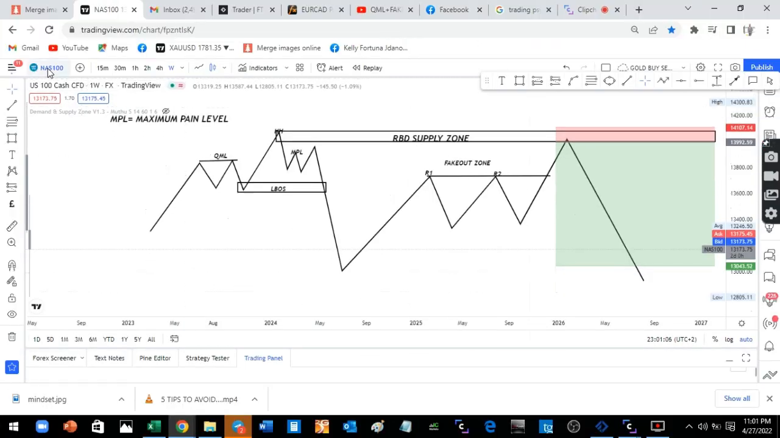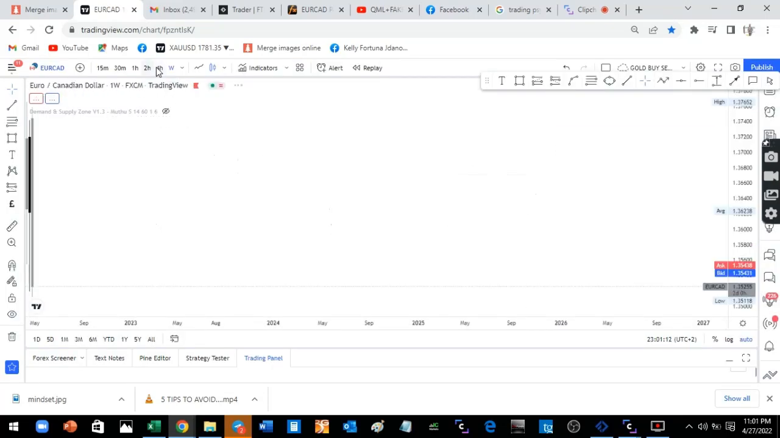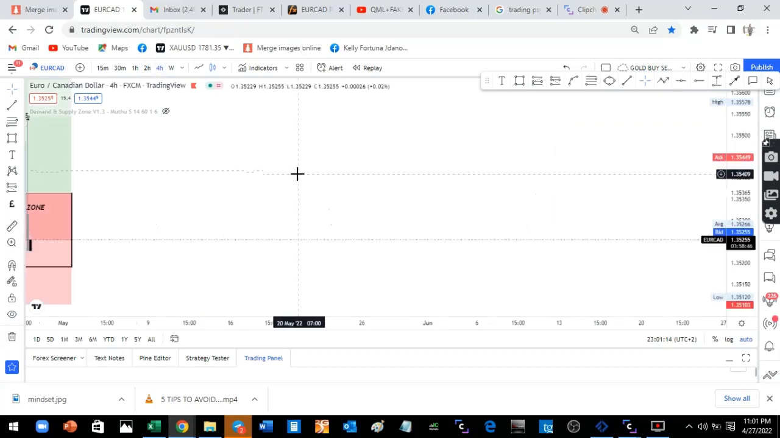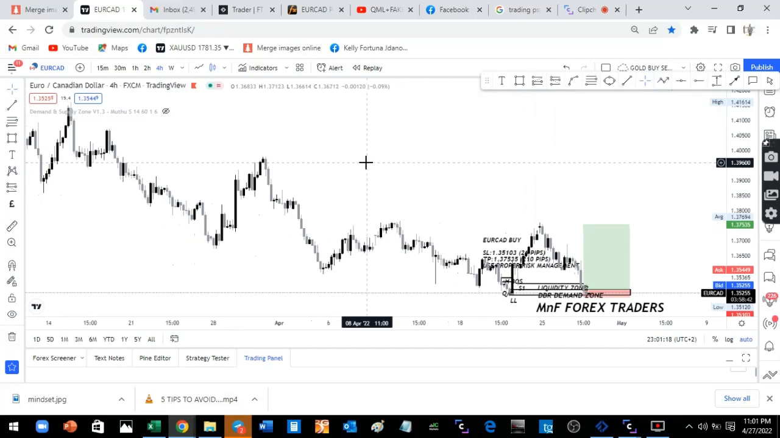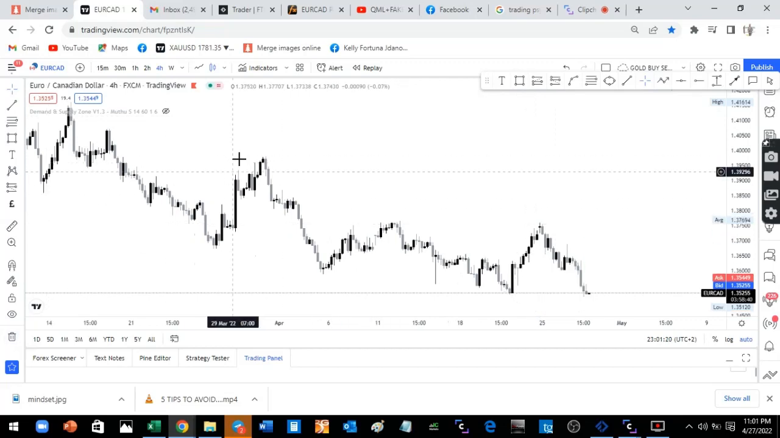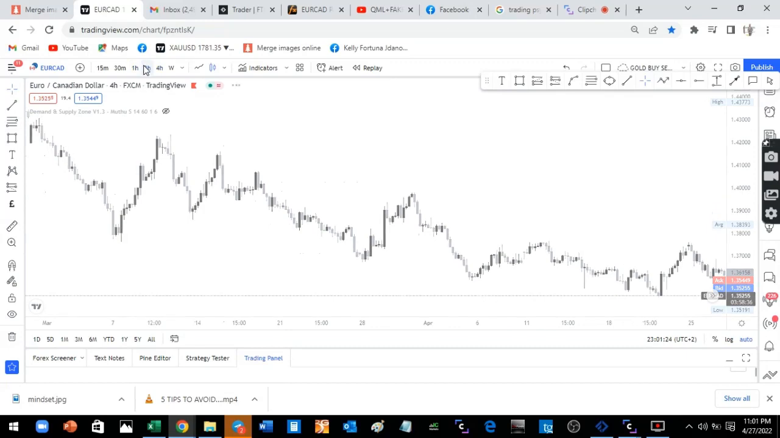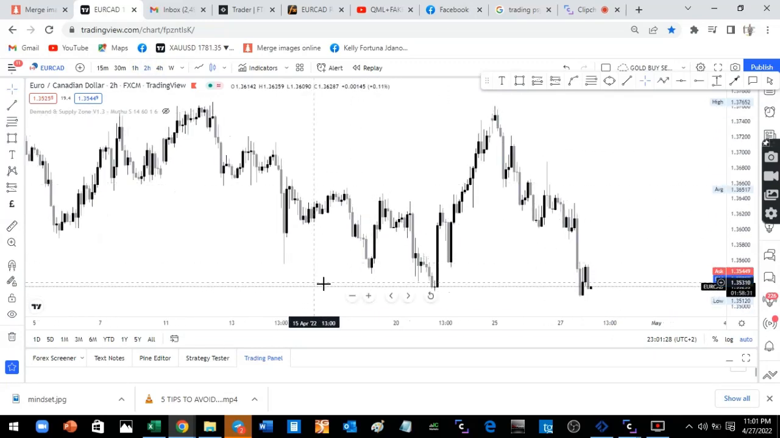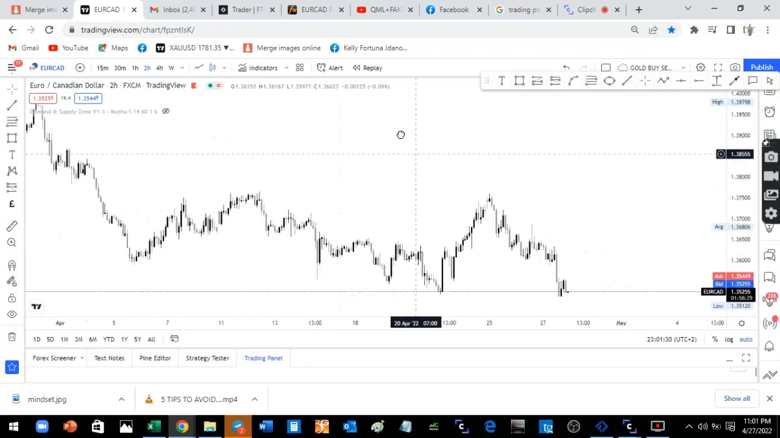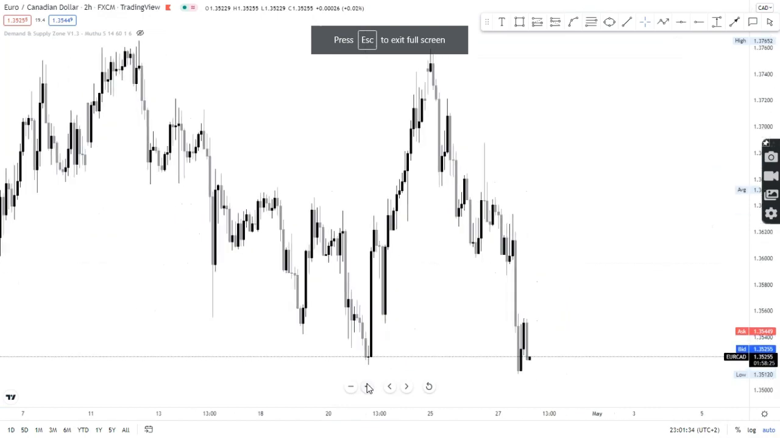Okay. So we had a really nice run on Eurocard. Let me just try to show you. Let's go to the 4 hour time frame. Let me just delete this. Let me go to the 2 hour time frame. Where was that set up from? Here. Okay, right here.